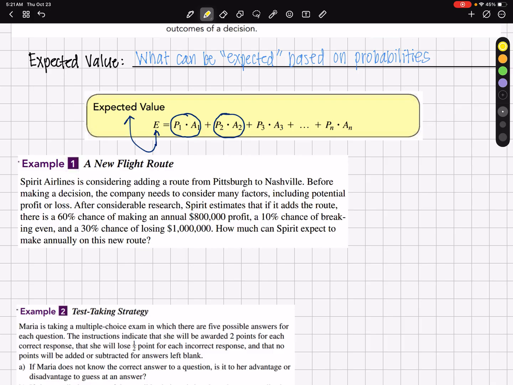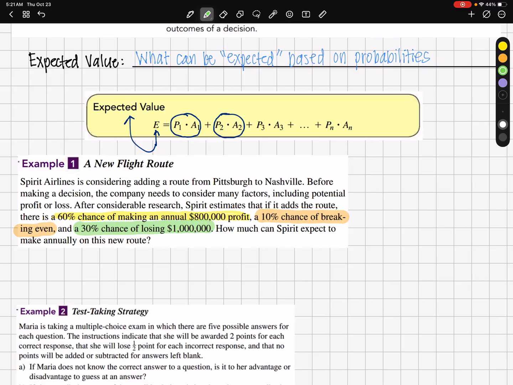So 3 different probabilities happening. We have a 60% chance of making an $800,000 profit. So that would be definitely a positive. There's a 10% chance of breaking even. That means a 10% chance that nothing changes. And then we've got a 30% chance of losing $1 million in this deal. So a 30% chance of losing money, that's going to be a negative.